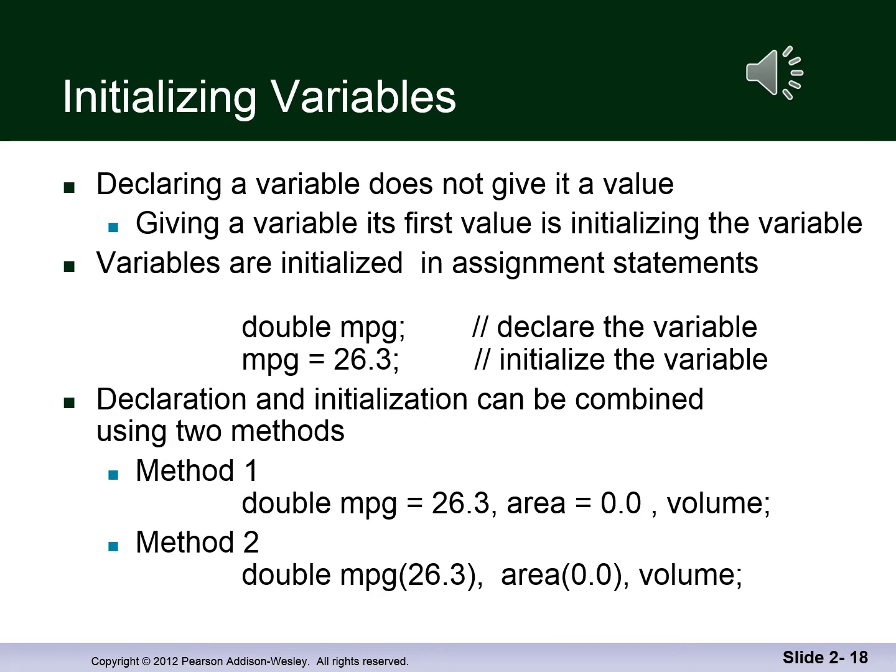The second method, same results, is to put the initial value in parentheses after the declaration. Double MPG(26.3), area(0.0). Those two lines in method 1 and method 2 yield the exact same results.